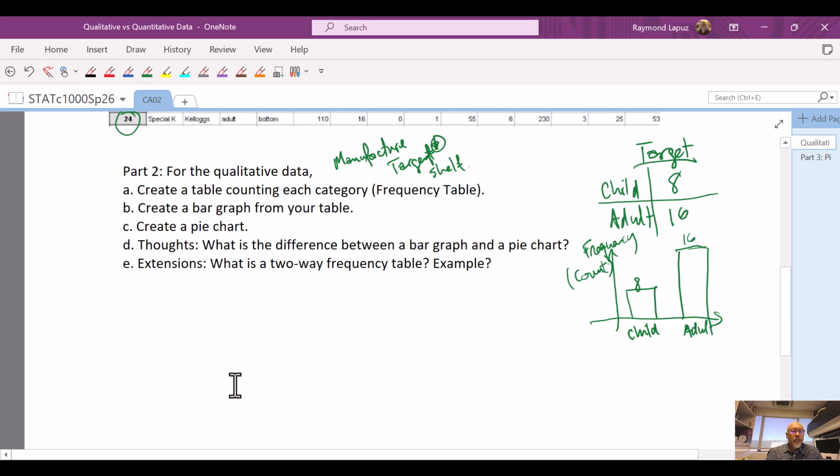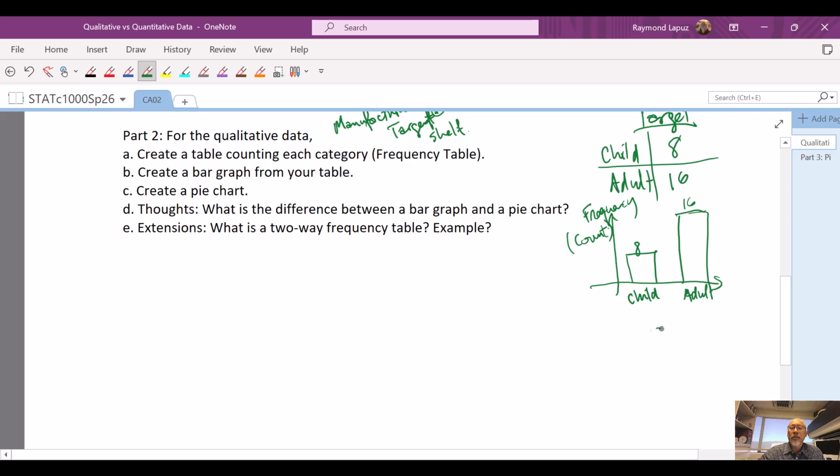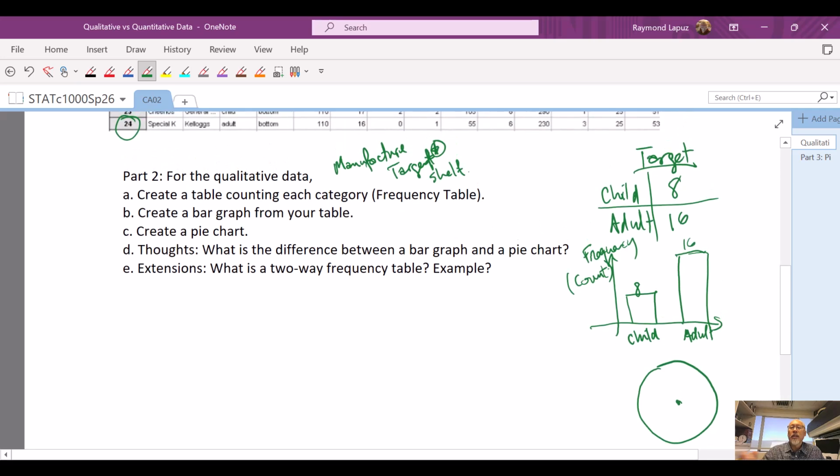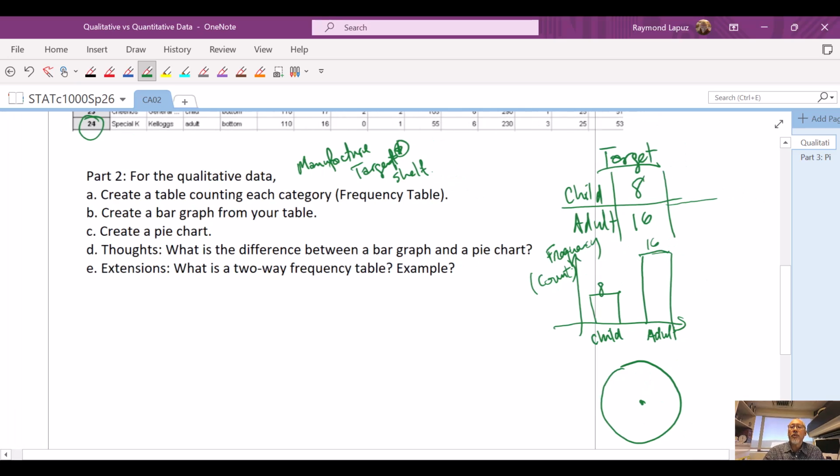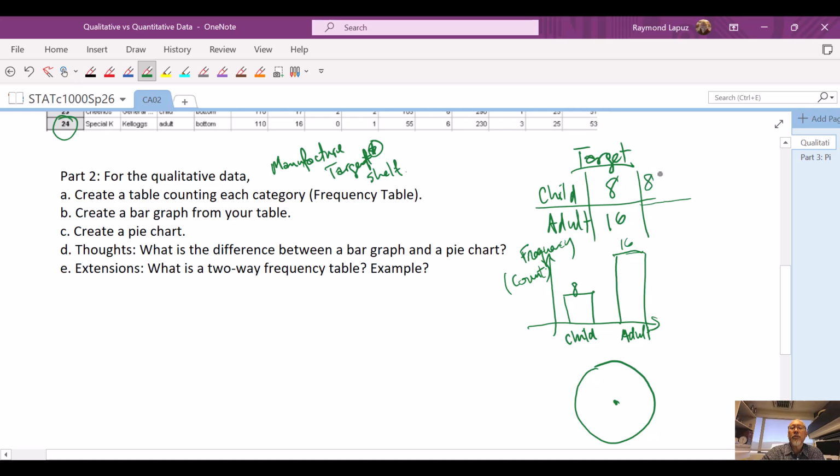The next is to make a pie chart. So the pie chart, it's kind of difficult to think about counting 8 and 16 within a pie chart. So usually what we want to do, we add on another piece of information. So instead of just looking at the numbers, we take a look at the percentage. So to get the percentage, we take the number and we divide it by the total, which we found to be 24. So this is 16 over 24.